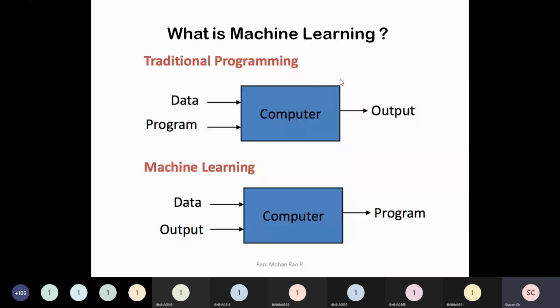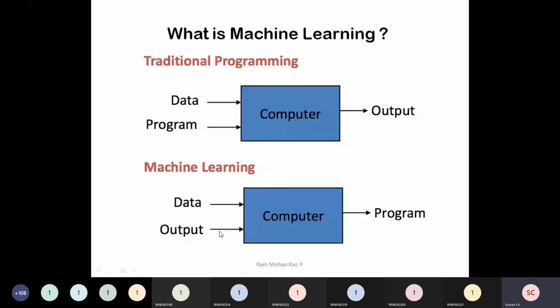Whereas in machine learning it is totally different. We give data and output to the computer, and the computer should generate the program. Here the output of machine learning, this program, is instead called a machine learning model, right? Many people will be confused by looking at this diagram and they'll say, sir, what is this? How can you feed output? How can output become input to the computer? How do you feed output as input to the computer, right?